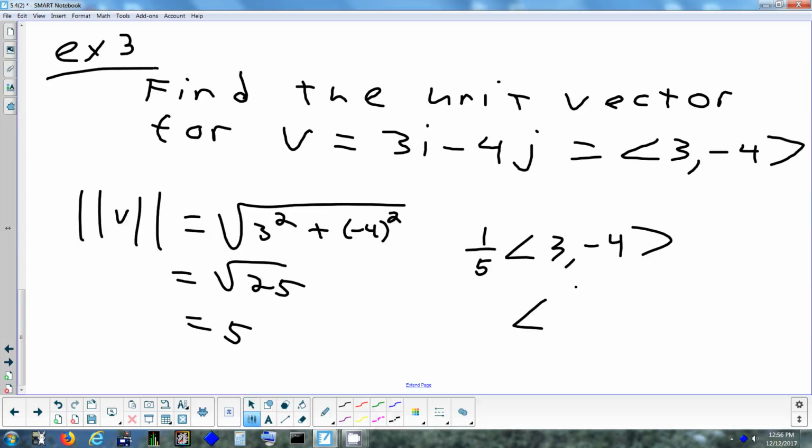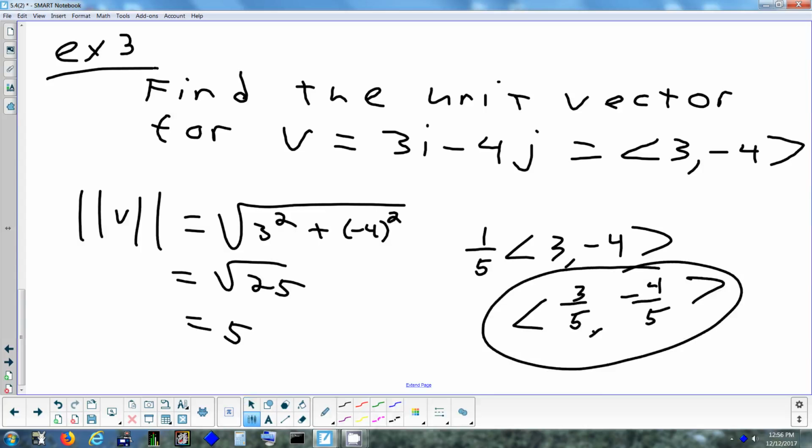Would it just be 3/5 over negative 4/5? Comma, negative 4/5. Oh, so you have to reduce it like that? You can't just leave the 1/5 outside? Yeah, you got to do it out. Okay. So that would be your vector.